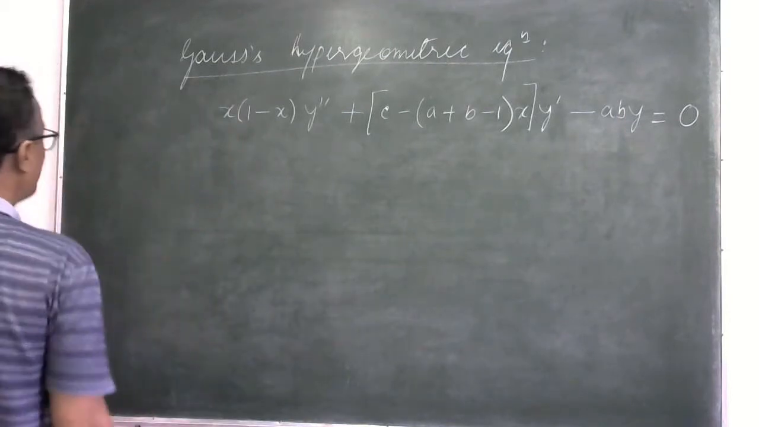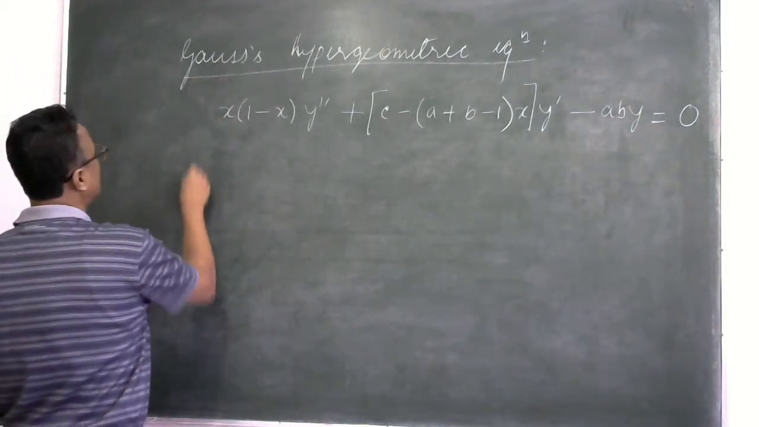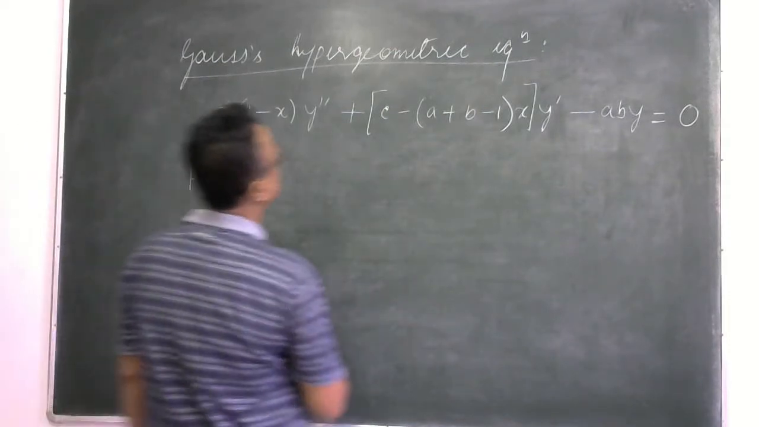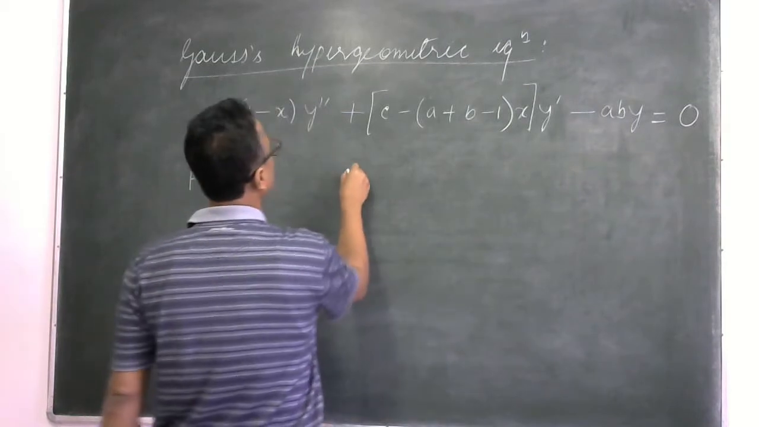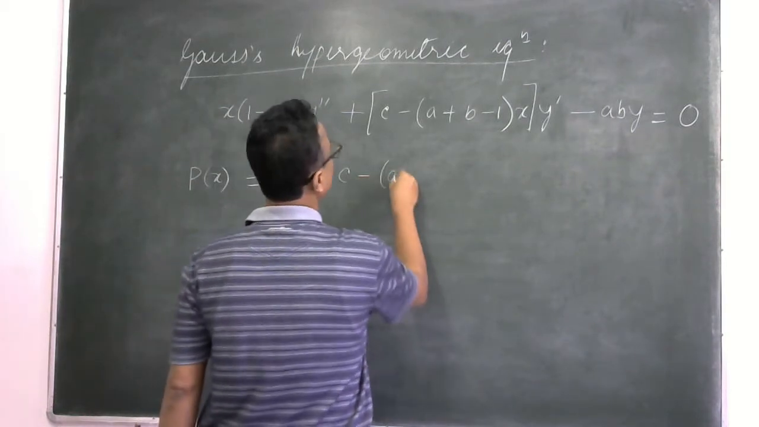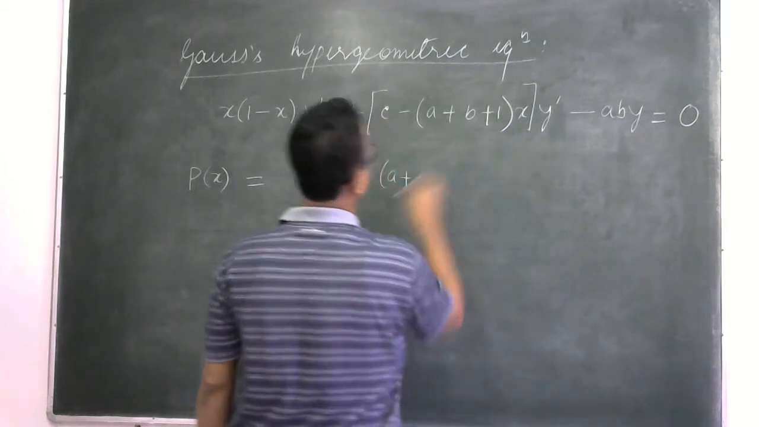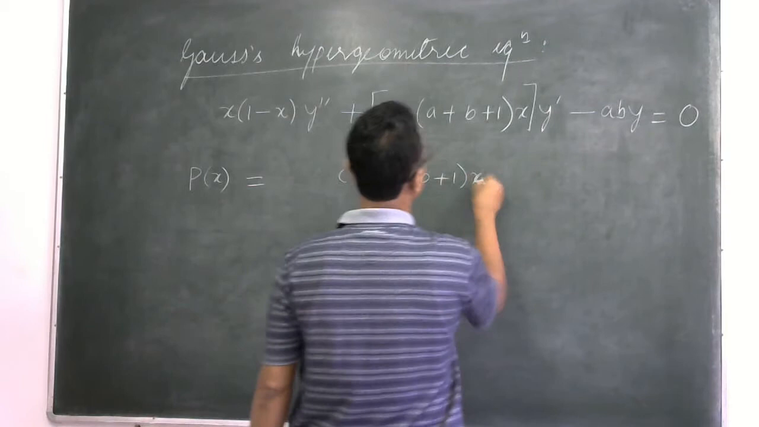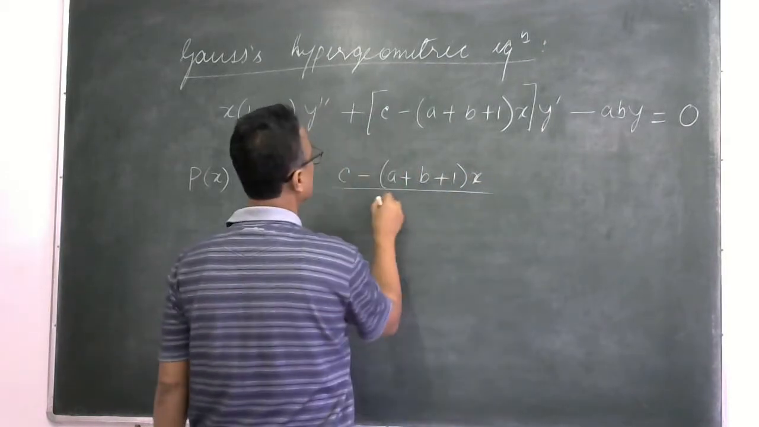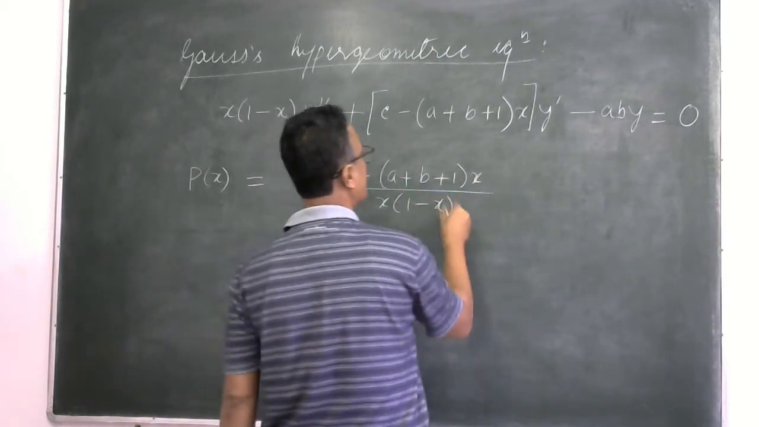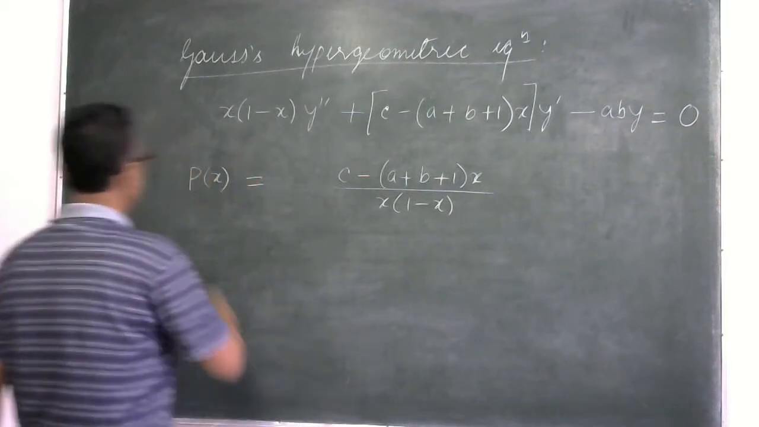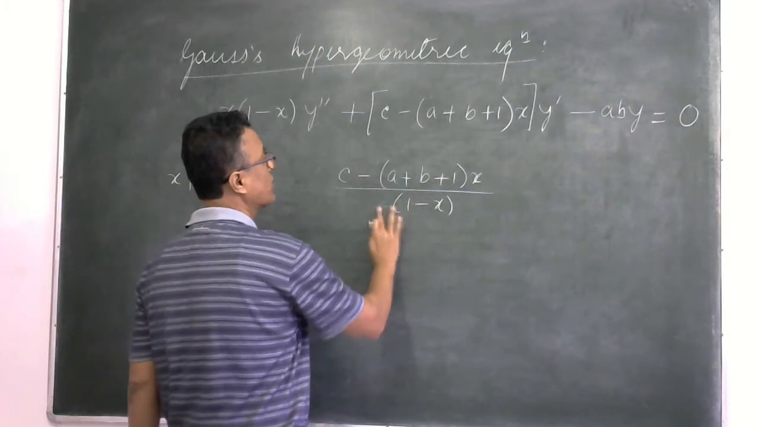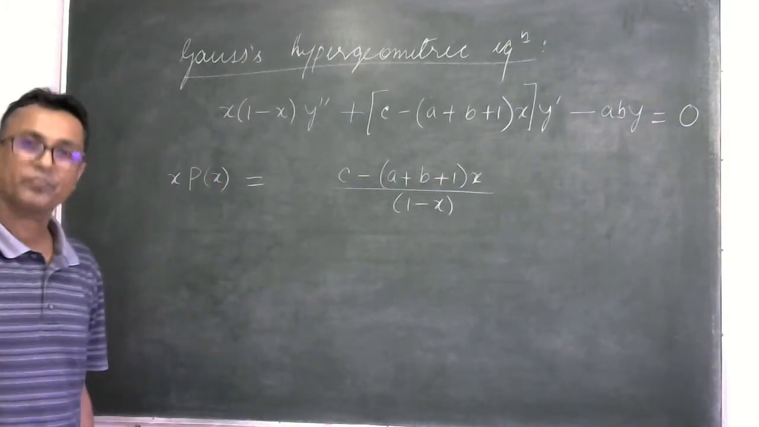Okay, fine. So you know that here your p(x) is going to be c minus (a plus b plus 1) x, divided by x into 1 minus x. Sorry, it is not b minus 1, it is a plus b plus 1. So if you want to find out x p(x), simply this x is going to go. Is it okay with everybody?